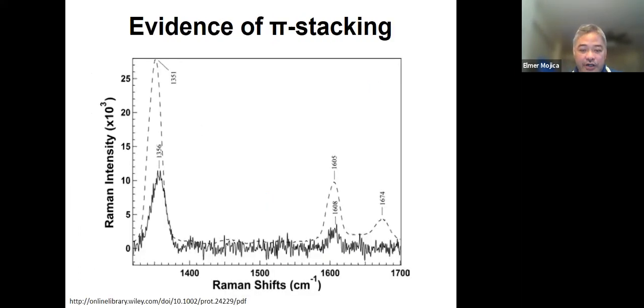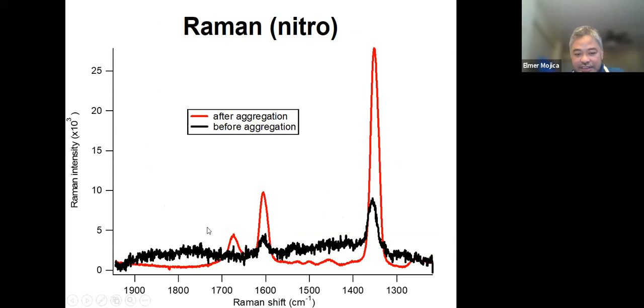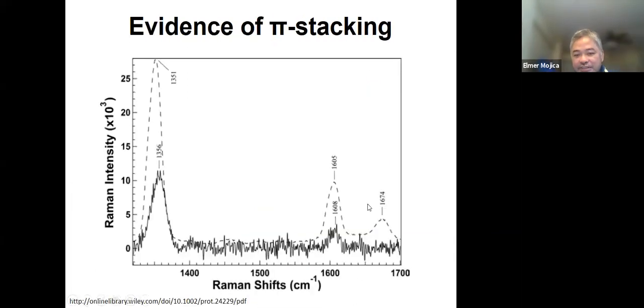If we look at the change in the numbers, this is the same data as this one, we just swapped the numbering here. From 1356, when it aggregates, it becomes 1351. From 1608, when it aggregates, it becomes 1605. The so-called downshift here means that your environment becomes more nonpolar. If the shift is on the other side, then it becomes more polar. Now this one here just shows you the 1674, the formation of this beta sheet.